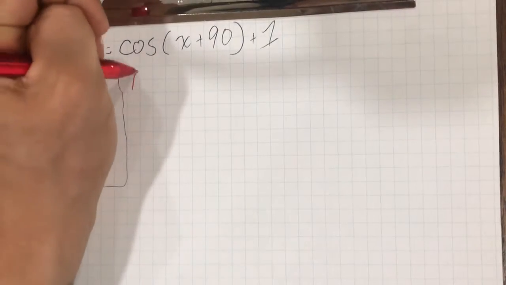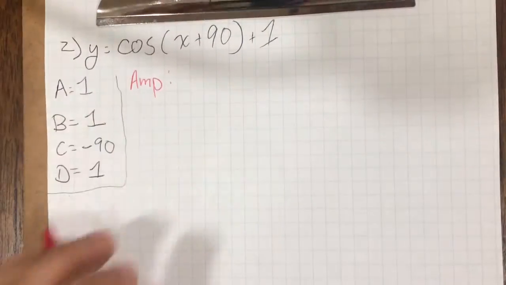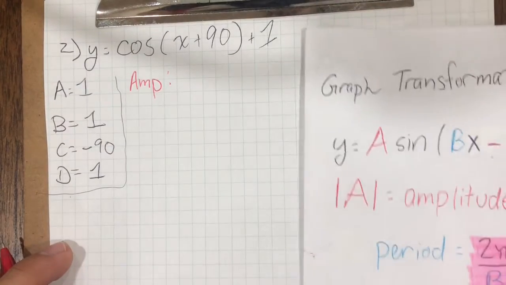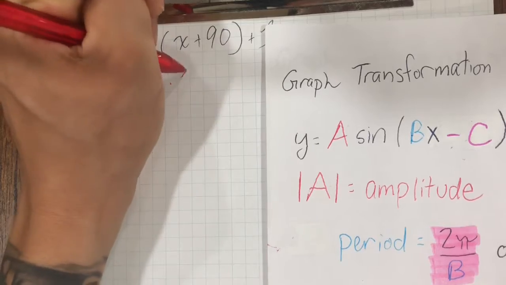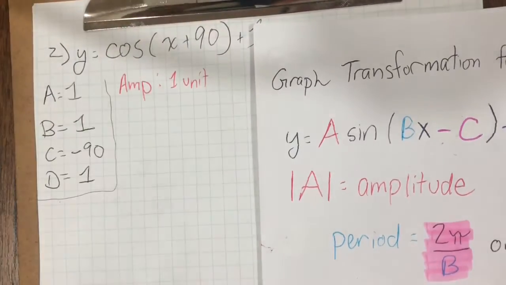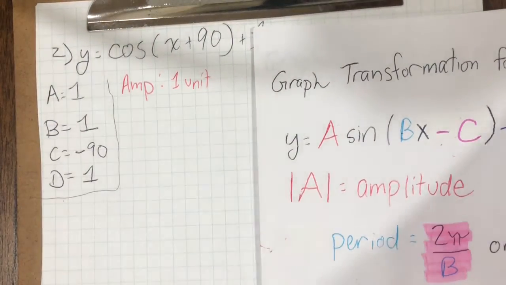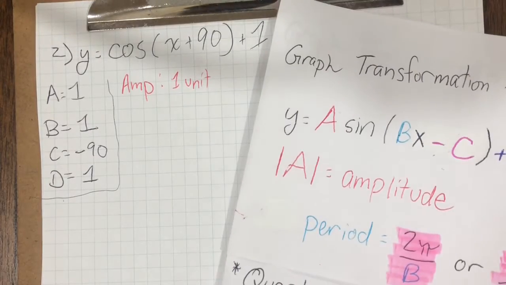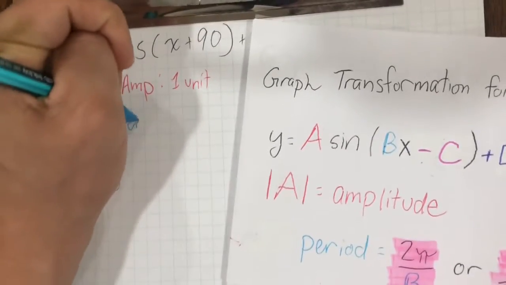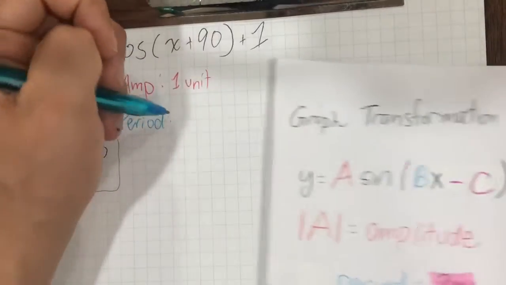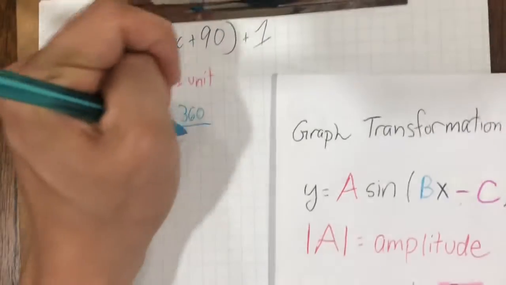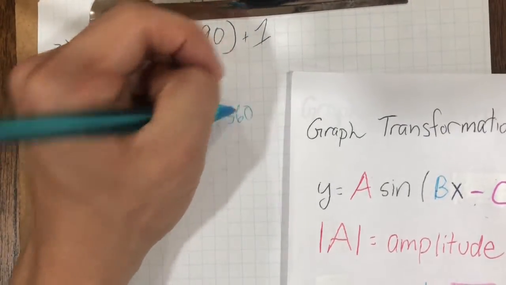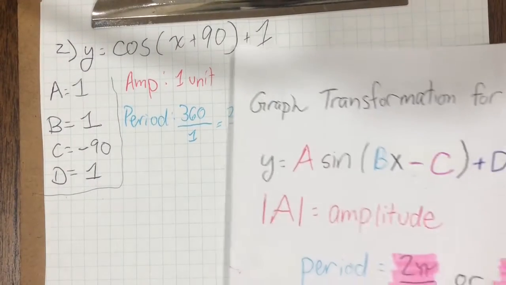So we have the amplitude. I just take the absolute value of whatever A is, which is 1, and the absolute value of 1 is still positive 1 unit. All right, and then I need to calculate the period. The period is 360 divided by my number for B. So I'm going to take 360 divided by 1, and it's still 360. And then we have the quarters. So let's figure out the quarters.